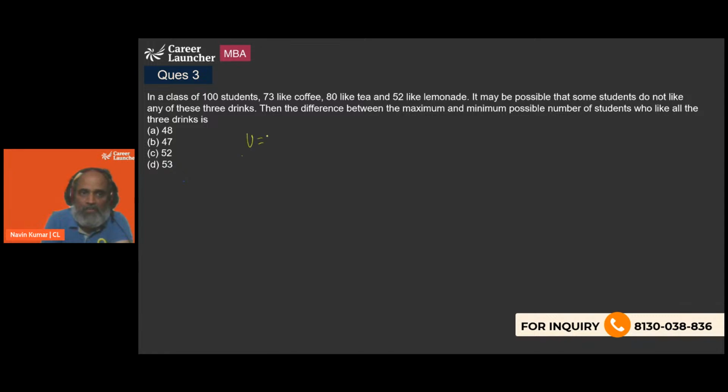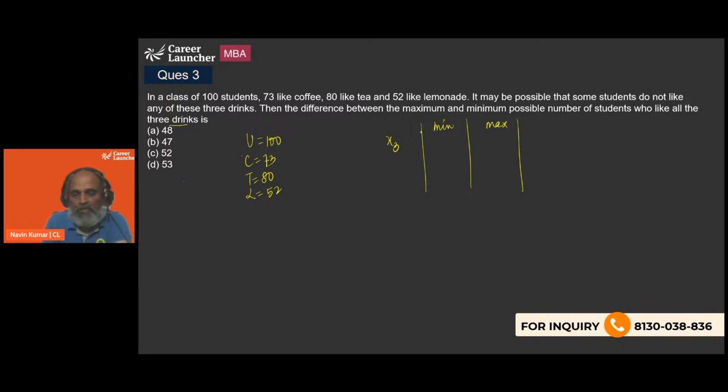So the universal set over here is 100, coffee is 73, tea is 80, and lemonade we have here is 52. Now, since we have to find out all three, we have to calculate x3. 3 here denotes how many sets? 3 sets. We have to check all 3. So for exactly 3, what would be the minimum and what would be the maximum?